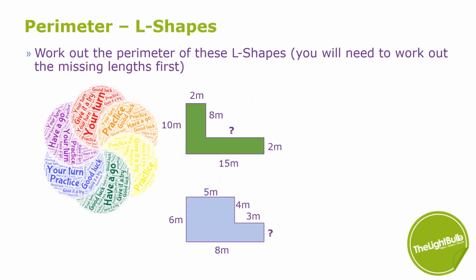So here we have two L shapes. The first one has got a missing length along the horizontal plane, left to right, and the second one has got a missing length along the vertical plane, from top to bottom. So please use the methods described just now to try and work out what those missing lengths are, and then to work out what the total perimeter is for each of those shapes.